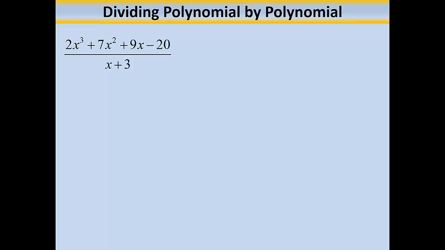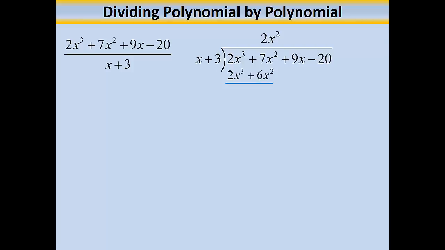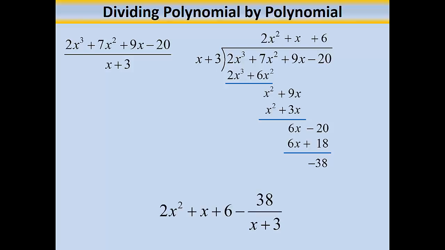Here's one. I'm going to go through the long division again. I'm going to do it kind of quickly. You can come back and slow it down if you want to see it slower. Just like previously, 2x cubed divided by x is 2x squared. Multiply and subtract. Bring down the next term. X squared divided by x is x. Multiply, subtract. Bring down the next term. 6x divided by x is 6. Multiply, subtract, and write the answer. 2x squared plus x plus 6 with a remainder of negative 38 would look like this.